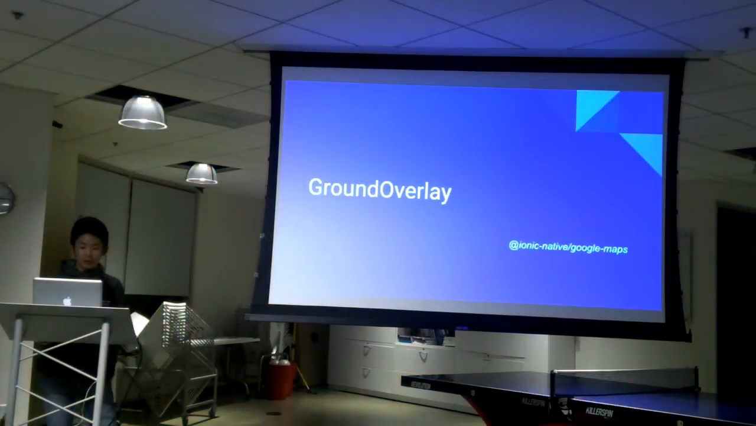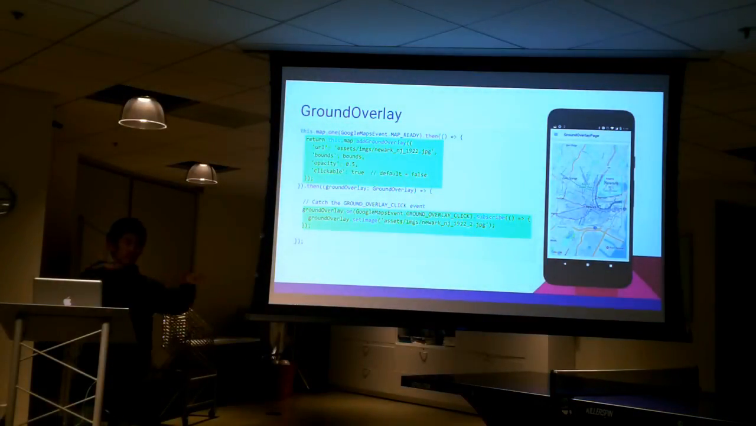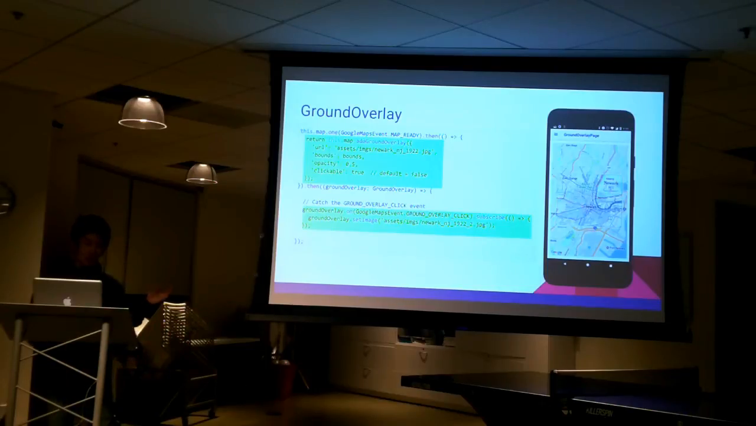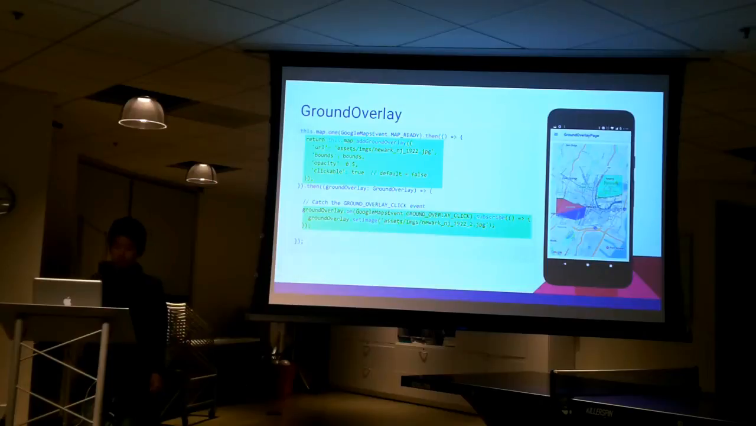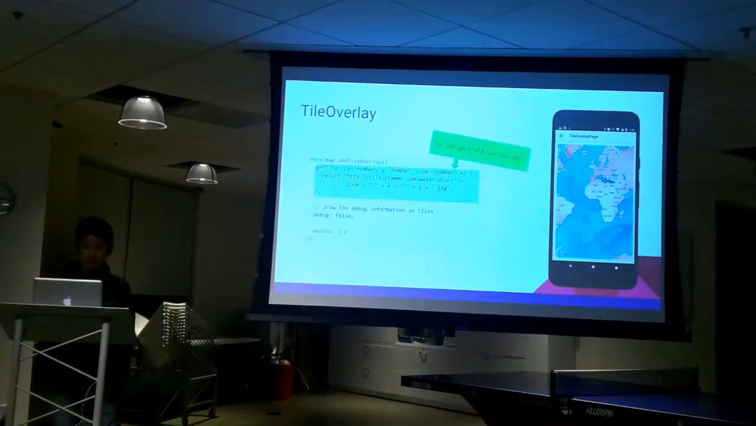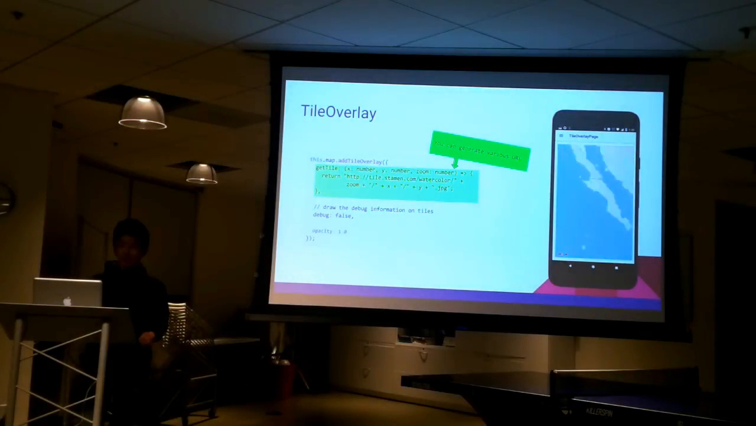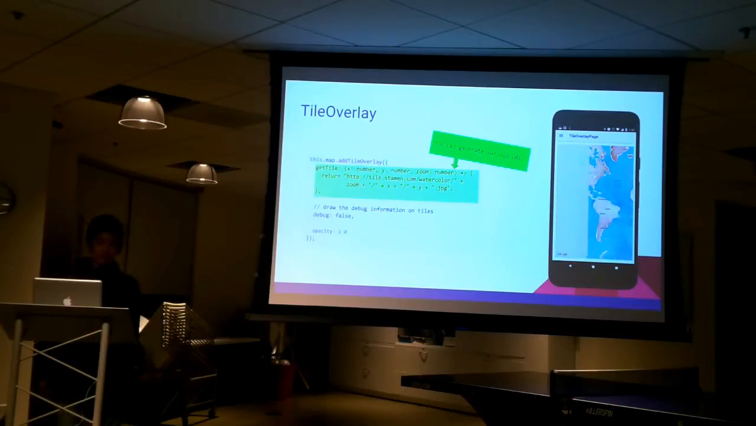Ground overlay. You can wrap a particular area of the map and display your image. This plugin also provides a click event. You can also rotate this image. Tile layer. If you want to create an original map, you can use tile overlay.